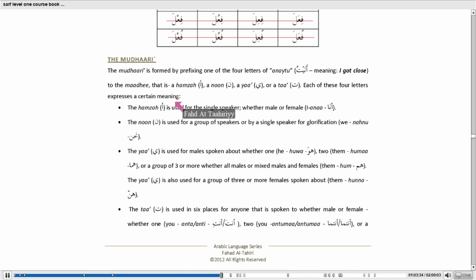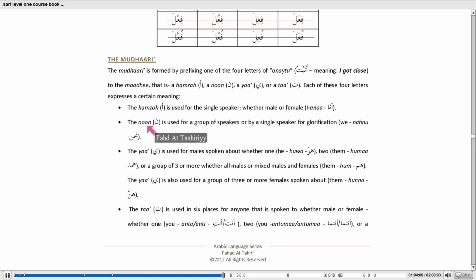But here we are just introducing to you what exactly are the extra letters that are going to be in the mudari' of the 3-letter verb. They are those 4 letters. It has to be one of those 4 letters in every mudari'. Never will you find a mudari' not having one of those 4 letters. Is that clear, barakallahu feekum?